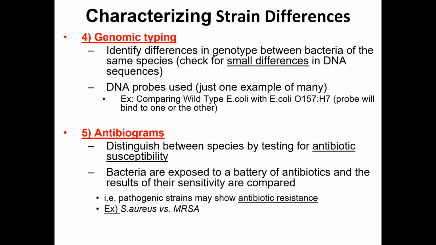Okay, so the last method of characterizing strain differences is antibiograms. Now, this is one we haven't done yet, but we will get to do in lab later this semester. So in antibiograms, and again, very situational, we're trying to identify and distinguish between strains based on antibiotic susceptibility, meaning what antibiotics is each strain sensitive to. So let's just jump to the experiment here.